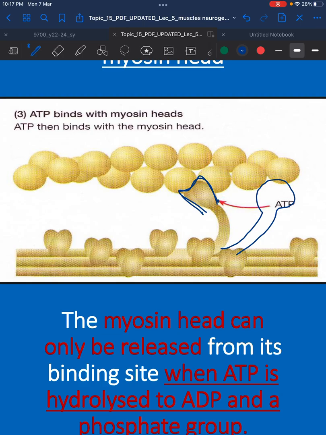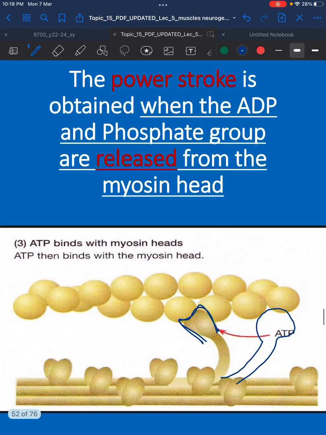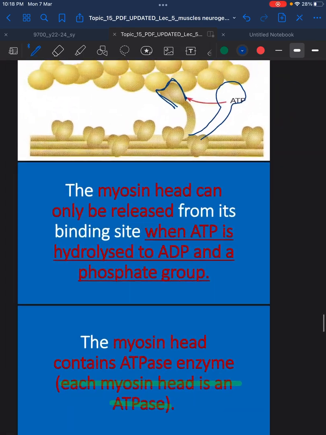The hydrolysis of ATP is not for the power stroke like many students think. It's not for the pulling process, it's not for the tilting process, it's not for the power stroke. Rather, the ADP and phosphate group are released, and this causes the pulling of the actin filament by the movement of this myosin head. So that's very, very important.